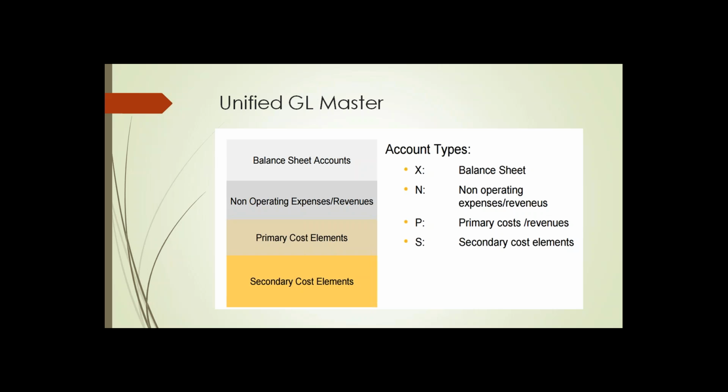So secondary cost elements, I think most of you are aware that they are only used for CO allocation postings. So it will remain as it is. The only thing is you have to create them through FS00 now.